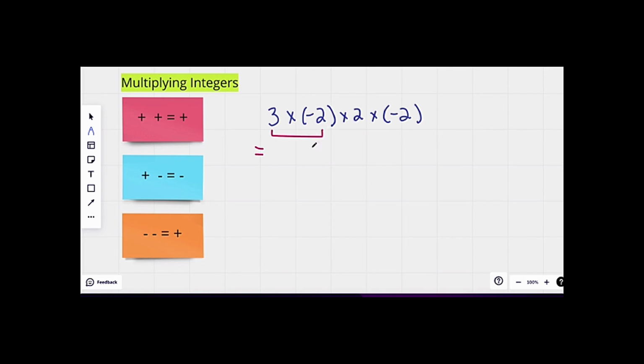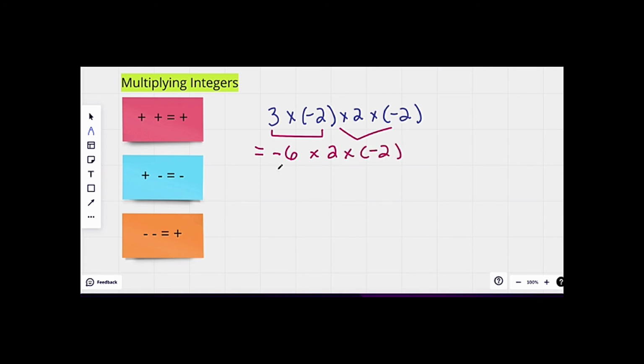So we've got 3 times negative 2. So we've got a positive 3 times a negative 2. And so we know that 3 times 2 equals 6. But is it negative 6 or positive 6? Well, we've got a positive times a negative, which always equals a negative. And now we're just going to bring down the rest of the question. We're not going to do anything now. We're just going to rewrite what we already have.